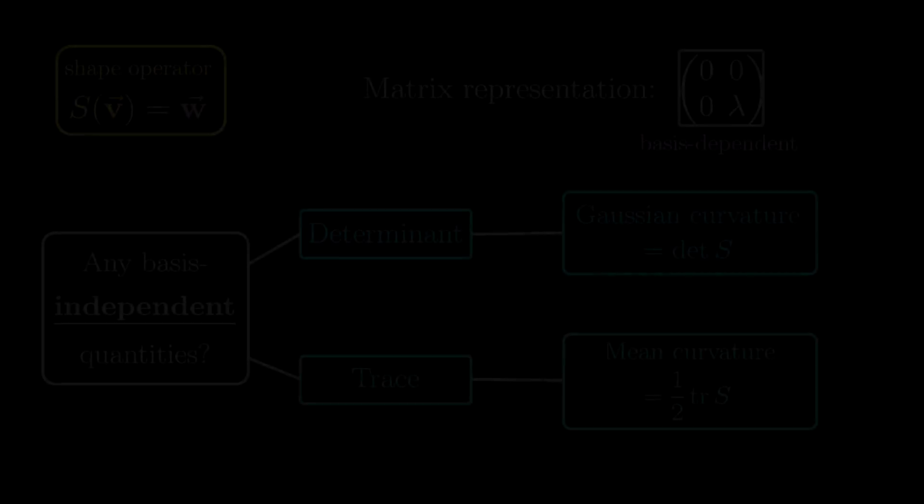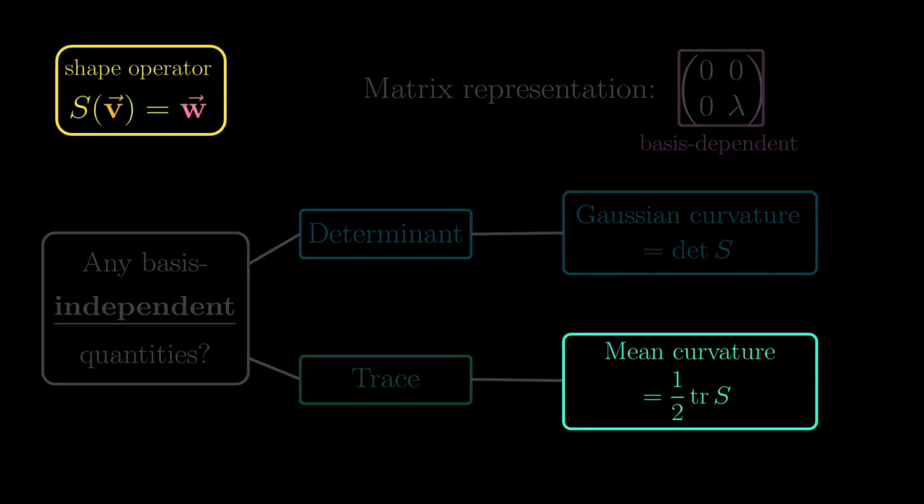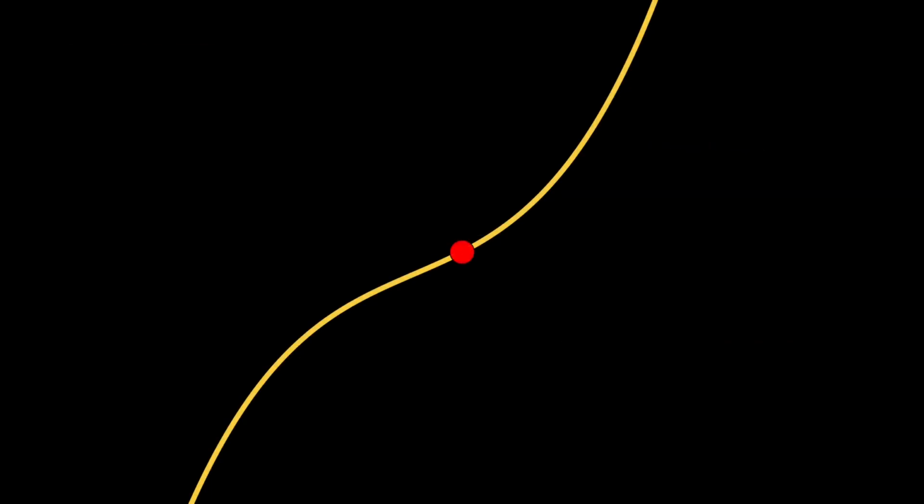In the main video, the mean curvature is defined as half the trace of the shape operator. But why is it really called mean? This starts by thinking one dimension lower, so we have a curve on a flat plane.